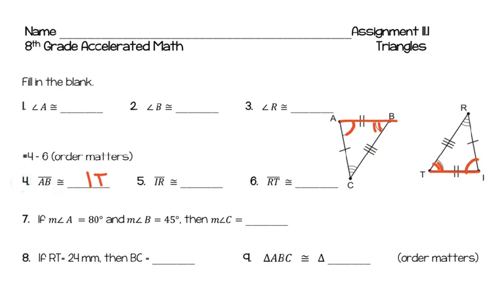Okay, one other thing about notation here is you'll notice that we have this symbol over the top of AB, and that means it's a segment. And so that is the notation for a segment. So if you say 2 segments are congruent, then you have to have the segment symbol on top of it.